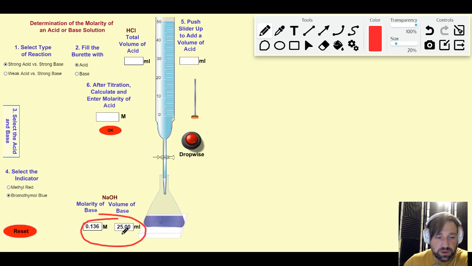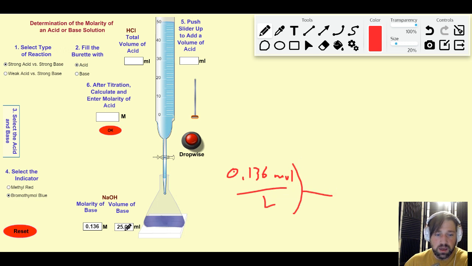So again, this is going to be just like those neutralization reactions. We're going to be neutralizing this molarity and this volume of base. And it's going to be the exact same process as before. We need to figure out how much OH we're putting out here. And so if we do that, it's going to be 0.136 moles per liter times 0.025 liters. And this will get us our OH.